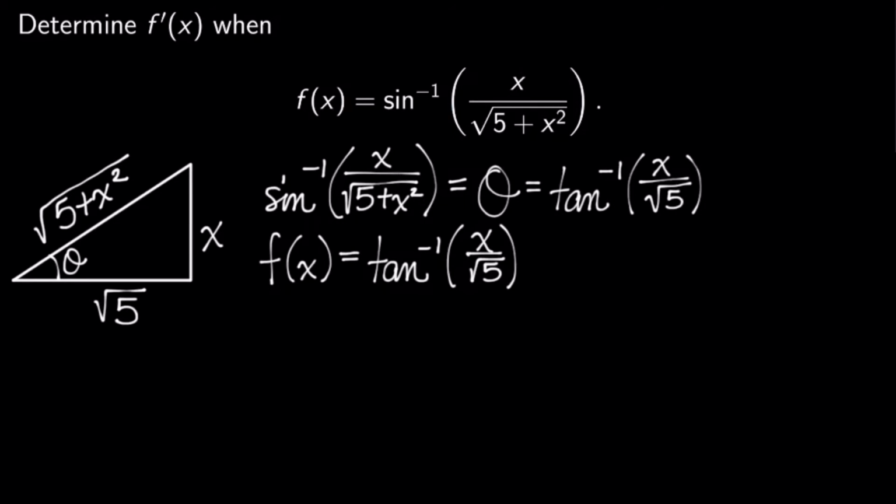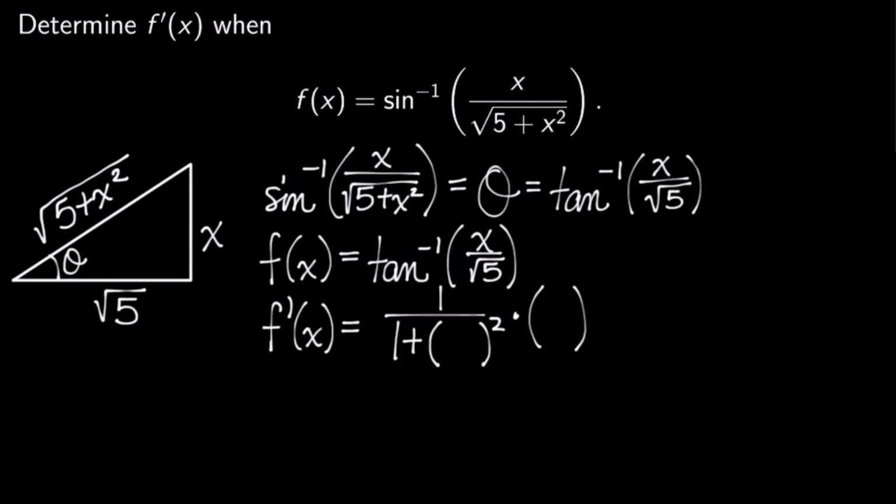All right, so f of x is equal to arctan of x over radical 5. That's awesome. I'm ready to do f prime. And so, here's how it goes. It's still a chain rule problem. The derivative of arctan is 1 over 1 plus the stuff squared, and then you have to multiply by the derivative of the stuff. And so the stuff is x over radical 5, so that just goes in that slot. And the derivative of that is 1 over radical 5, so that goes in that slot. So boom, the derivative is done.